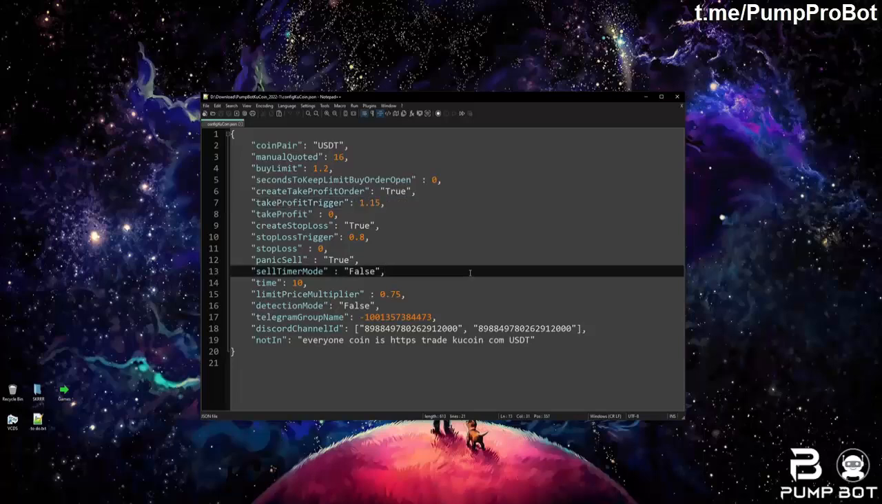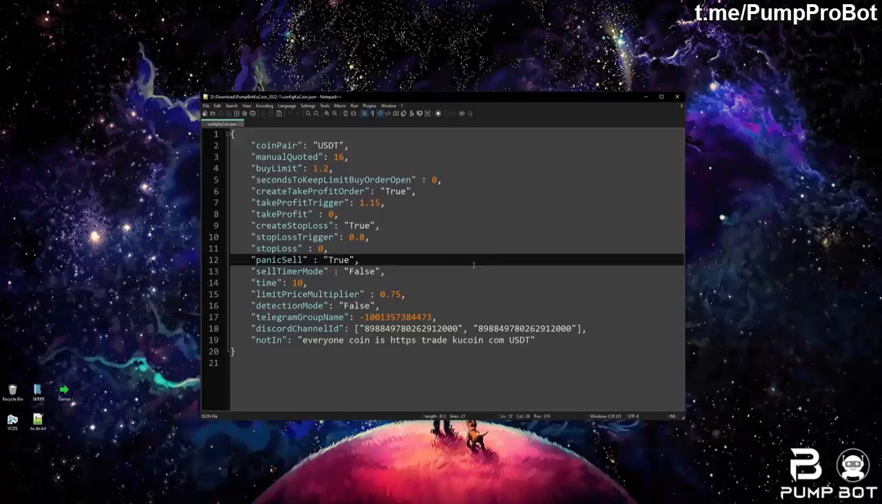If you set timer mode to true, you will sell your coins after the time specified in the parameter time. If you set this to 20, PumpBot will sell all coins 20 seconds after you bought them. Manual sell, or panic sell, allows you to cancel all the orders you have placed and sell coins immediately for the current price at that moment.